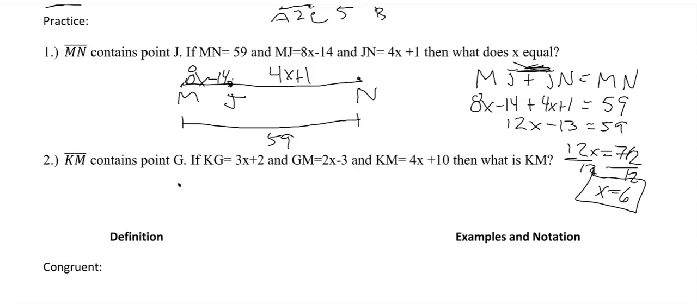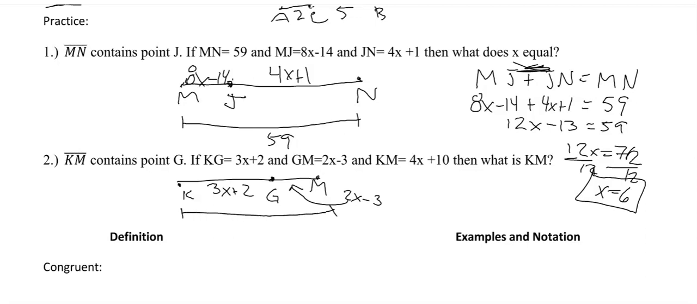So we have KM. K is here, M is here. They say G is somewhere in there. Did it say the center? No, so don't go over and make it perfectly in the center. They say KG is 3x plus 2. They say that GM is 2x minus 3. And they say that KM, this whole entire length, is equal to 4x plus 10.